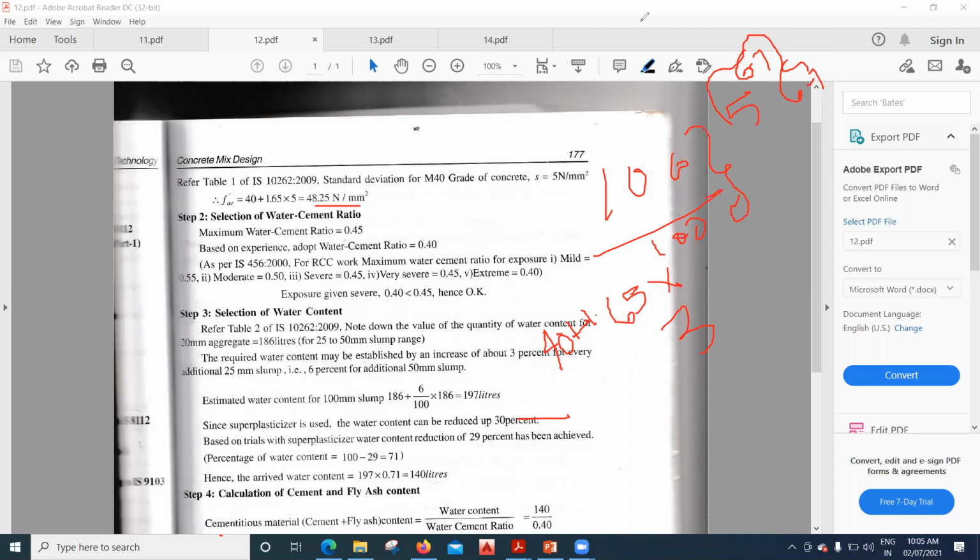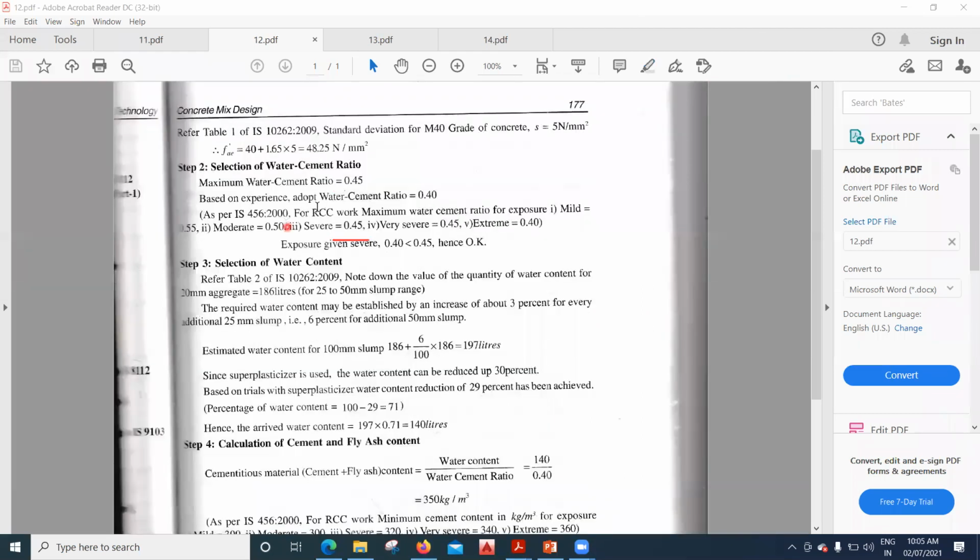Once this is done, the next step is again very simple: selection of water cement ratio. We know that the maximum water cement ratio is 0.45, which is given in the question. Based on experience, you can take it as 0.40. Again, you need not take 0.40. You can take any value here, but it should not go beyond 0.45. As per IS 456-2000, for mild it is 0.55, moderate 0.5, severe 0.45, and so on.